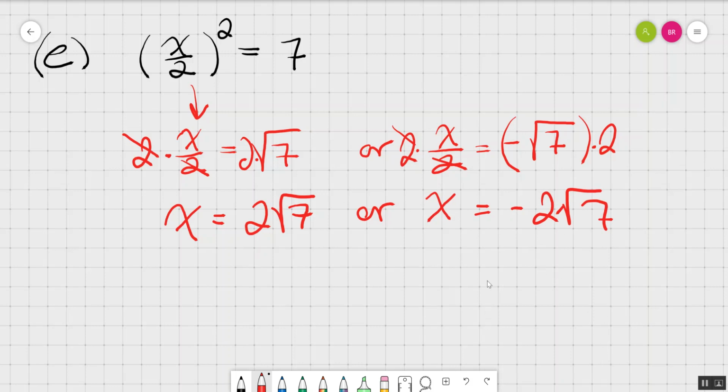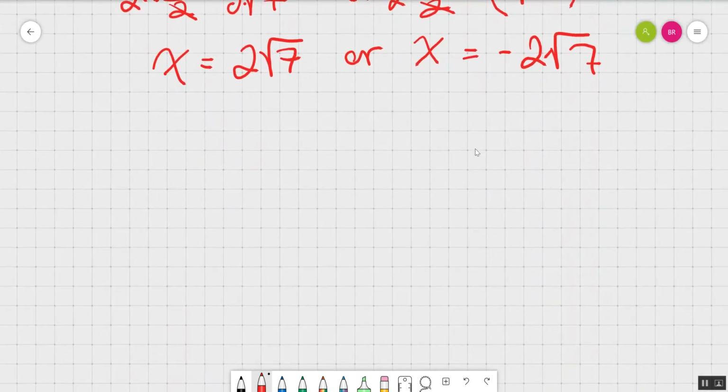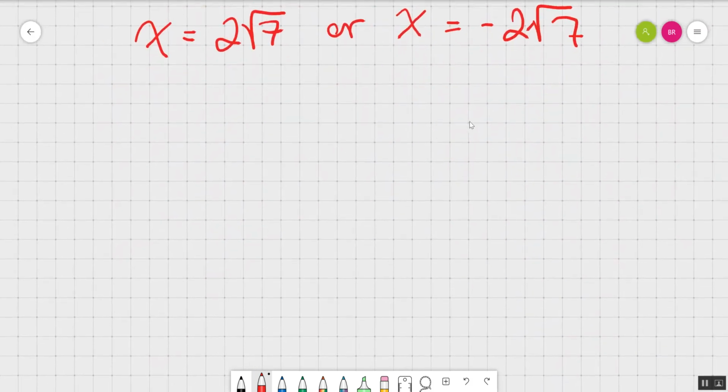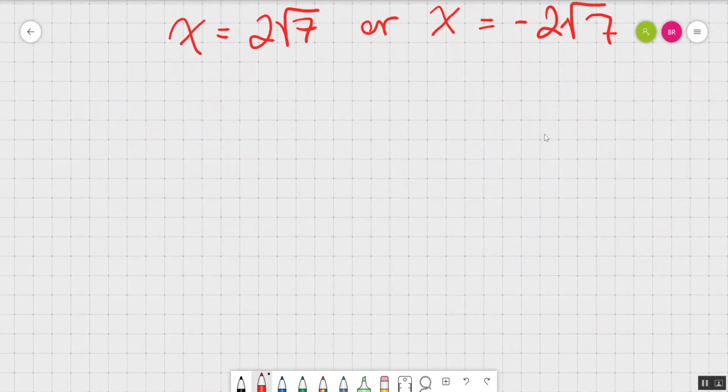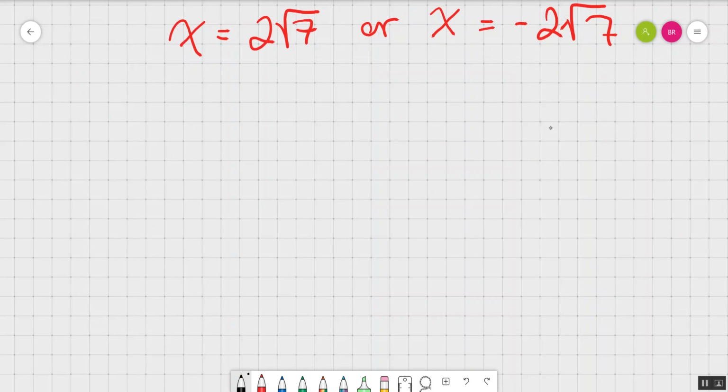Anyway, so here's your 2 solutions to that. Now this works well if the thing that you're dealing with already has a square in it, and it's what we're going to be using going forward. But what if you don't already have a square in it? That's where you're going to need completing the square.